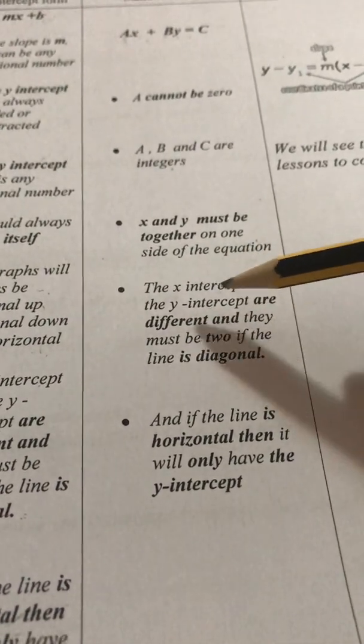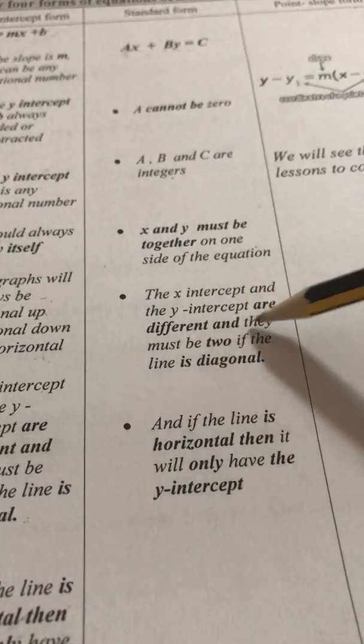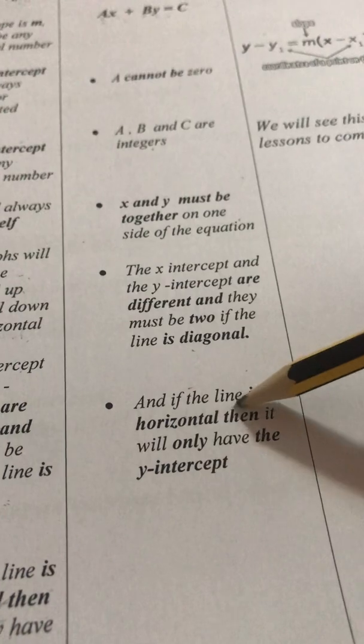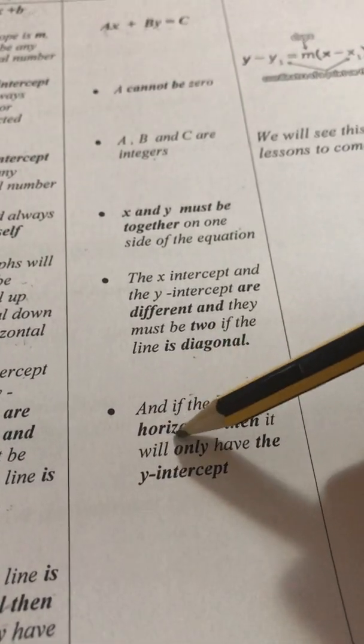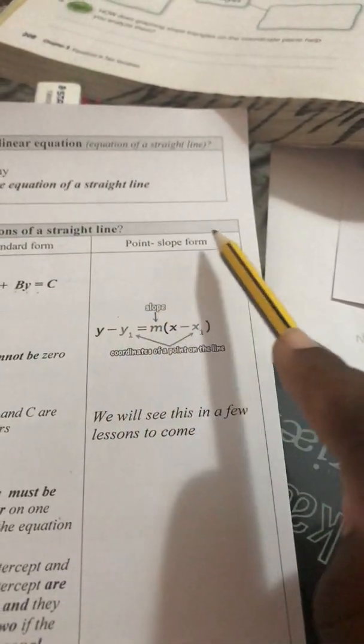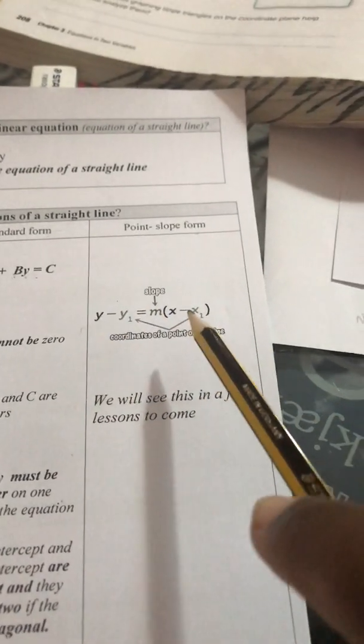The x-intercept and the y-intercept are different, and there must be two if the line is diagonal. And if the line is horizontal, then it will only have the y-intercept. Then the next form is called the point-slope form. And that is how it is written, the point-slope form. You will see this in a few lessons to come. Maybe 2 or 3 lessons down, you will see the point-slope form. Okay?